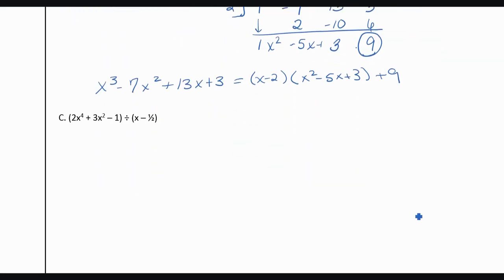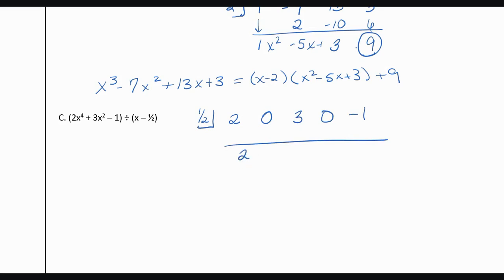So we have 2x to the fourth plus 3x squared minus 1, and we want to divide it by x minus 1/2. So our 0 would be 1/2, and across the top we would put 2. Now we don't have an x cubed, so we do 0. 3x squared. We have 0x minus 1. So make sure you put those zeros in where appropriate, or your whole answer will be off.